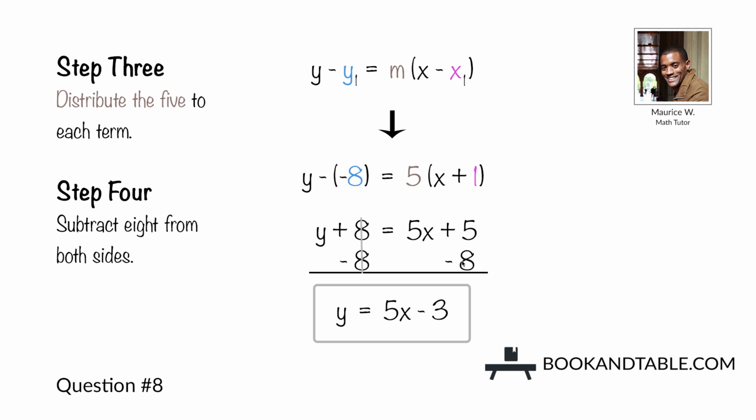Positive 5 minus 8 is negative 3. So that shows us that the equation of the line that passes through negative 1, negative 8 and has a slope of positive 5 is y is equal to 5x minus 3.